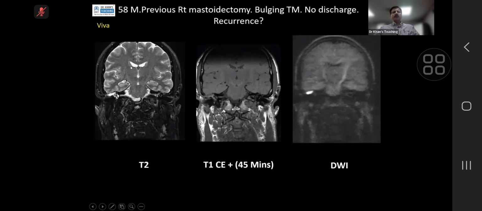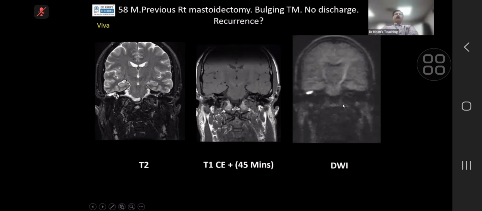This is a T2 weighted sequence. This is a T1 post contrast, which has been delayed post contrast, a 45-minute delay. And this is a DWI. So candidate 3, what is your conclusion? So my conclusion is that there is a soft tissue mass. It is bright on T2 and doesn't show significant enhancement on post contrast, but is showing some restriction. So the conclusion is it's going to be a cholesteatoma because it restricts.